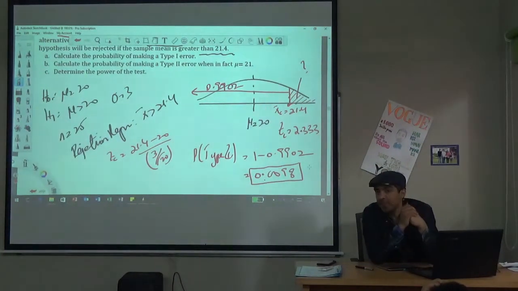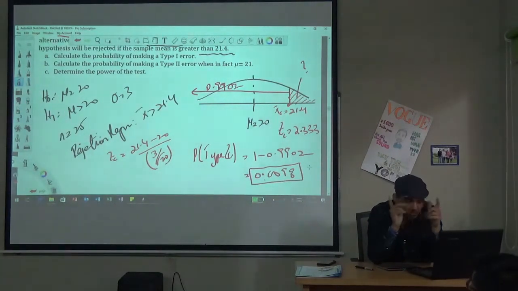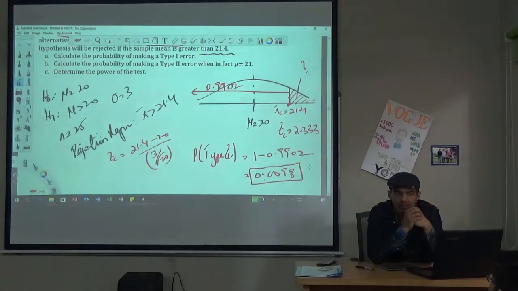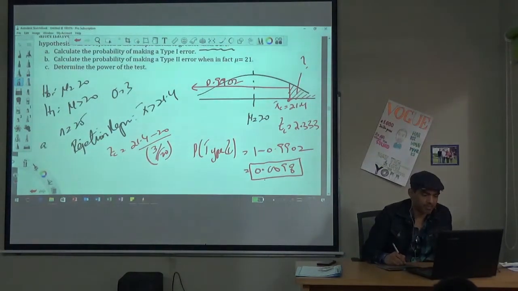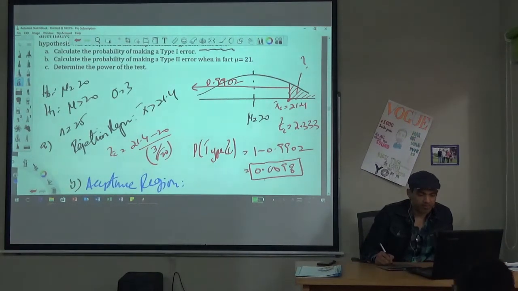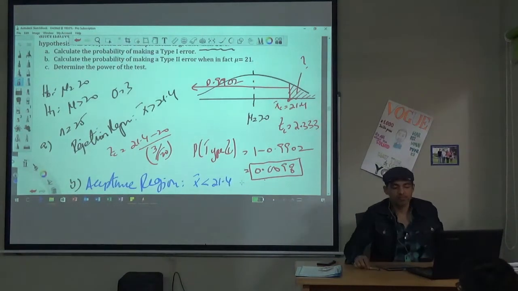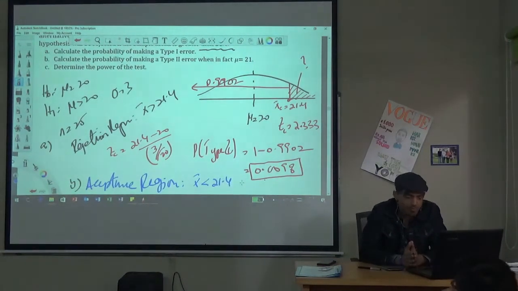Calculate the probability of making a type 2 error. See, again, he's asking for the type 2 error, but he's also giving you the actual mean. The actual mean is 21. So, I think our acceptance region is already defined. Our acceptance region, this was basically part A, is basically x bar less than 21.4. Less than or less than equal to, it doesn't make a difference.